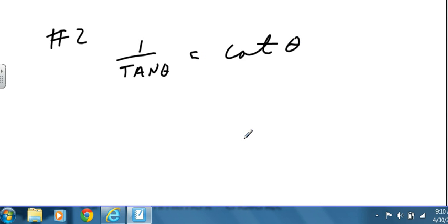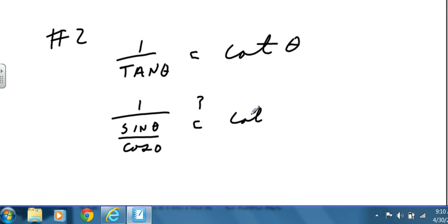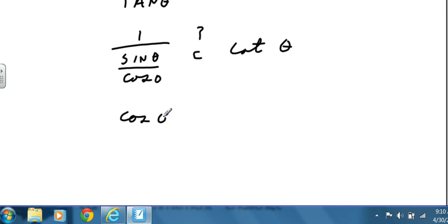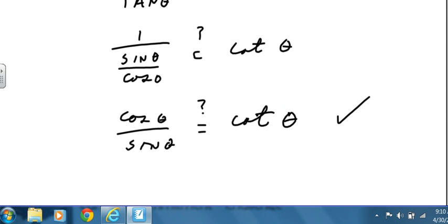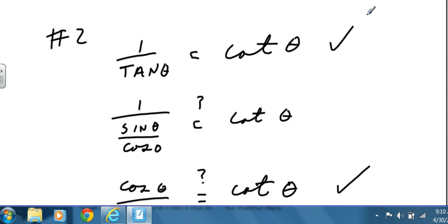Well, gee, I guess I'm done. Well, no. What we would do is we'd take one side of the equation and say, well, that's 1 divided by sine theta divided by cosine theta. Is that the same as the cotangent? I don't know yet. And then I'd invert and multiply, call that cosine theta divided by sine theta. And is that equal to cotangent theta? And the answer is yes, check. And we could have just said check there too, because that's our definition. 1 over tangent is cotangent.